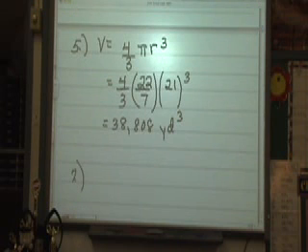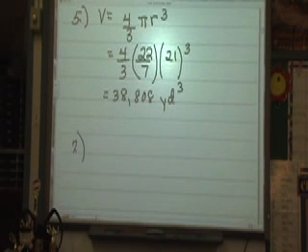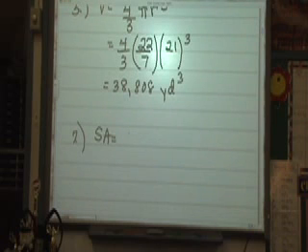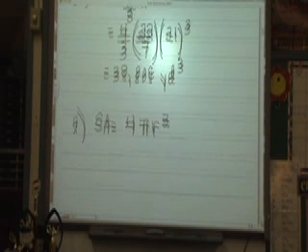Number 7, you have the radius of a basketball given as 12 centimeters. 7 is to find its surface area. 8 is to find its volume. So 7, we're finding the surface area. Sarah, what's the formula for surface area? SA equals 4 pi r squared.